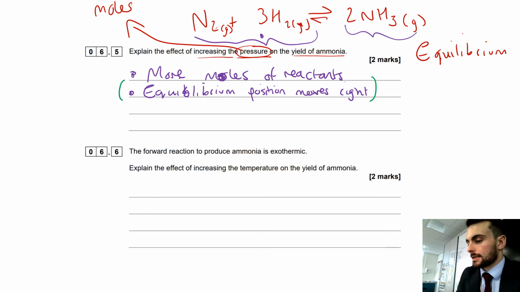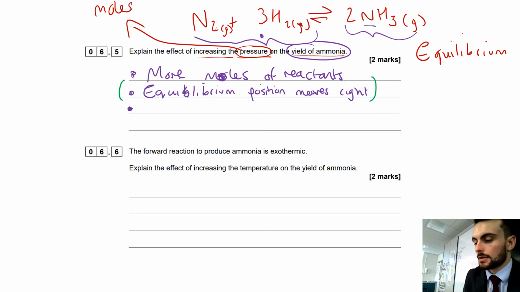And then we need to explain how that's going to affect the yield of ammonia. Well, if the reaction is moving to the right to favour the other side, that means we're going to get more ammonia coming out the other end. So the yield of ammonia increases.